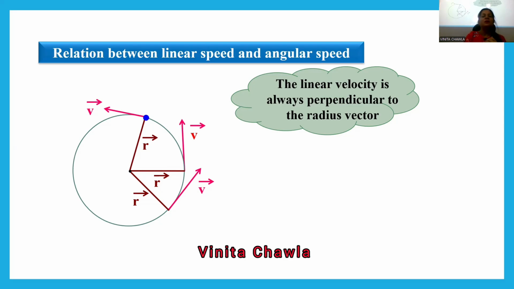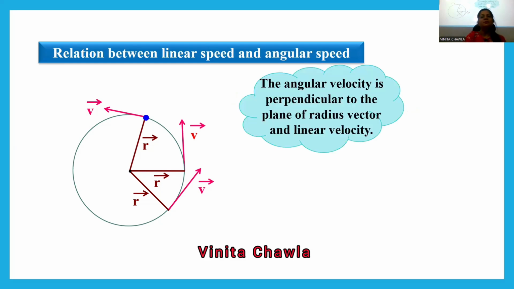So linear velocity, and this is one thing: direction changes at every point, and therefore v will also change because direction is changing. And linear velocity, you can see, is always perpendicular to the radius vector. Vector v and vector r are always perpendicular to each other because the tangent is perpendicular to the radius. This we had done in lower classes in maths. The tangent and the radius are perpendicular to each other. So v and r are always perpendicular to each other. We can see here in this figure.